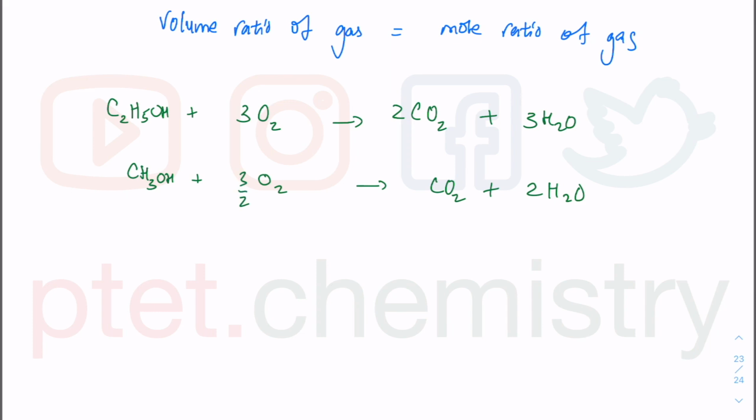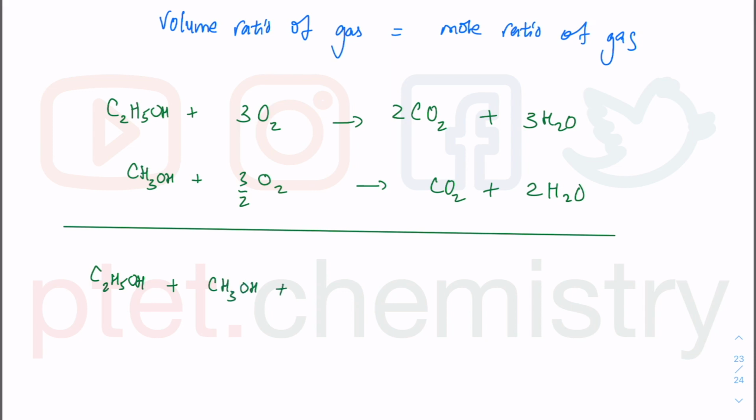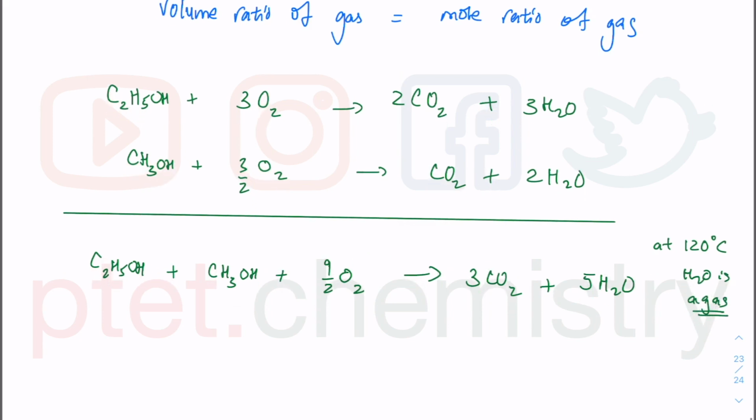If I then just add the two equations together, so C2H5OH, ethanol, plus the methanol, I would need 3 plus 1.5, so there's 4.5, 9 over 2 O2, I think. So 6 over 2, yep, okay. And then I'll get 3 CO2 plus 5 H2O. At 120 degrees Celsius, H2O is a gas. Okay, carefully, it's a gas. So what do I know? I know this is 35 cm³, and I know this is 55 cm³.